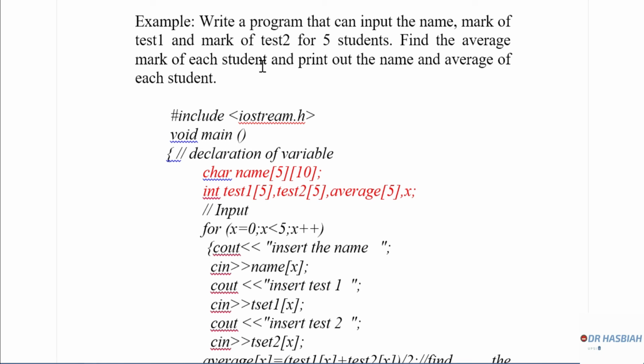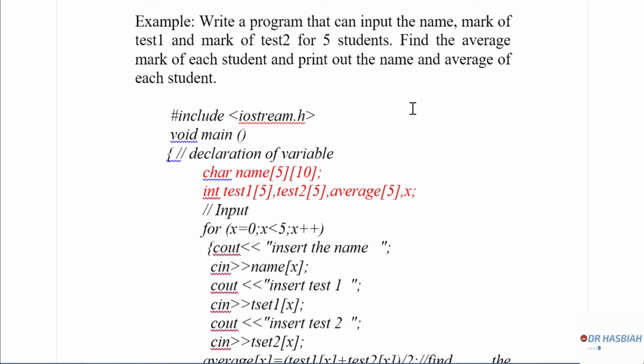You have test 1 and test 2, so what is the average of the test marks? Then print out the name and average of each student. Let's say Ali. What is the average of the marks for test 1 and test 2 for Ali? Let's say in your class you have 5 students: Ali, Ahmad, Chong, Salmah, and Ramu. We want to print out the name and then the average mark for each student.